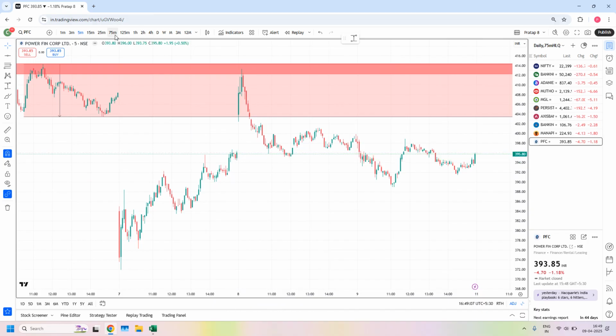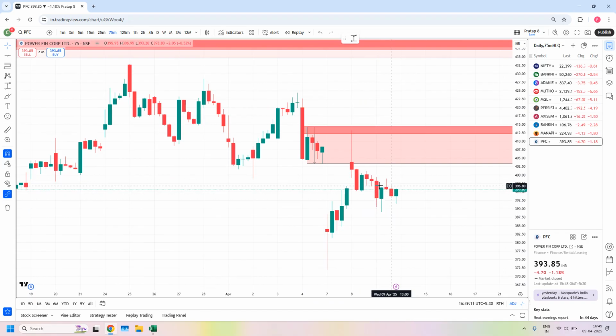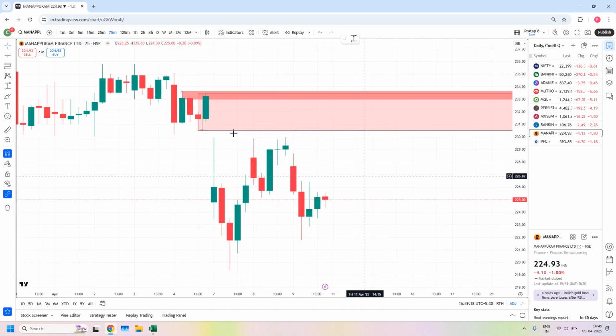If you look into today's 75 minute candles, see all the 5 candles are below the zone. Same is the case with Manappuram also. Manappuram is also a 75 minute zone.